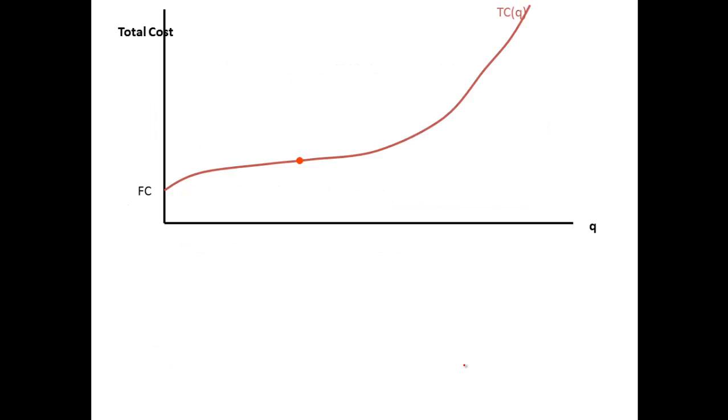So here we have a short run total cost curve. On this axis we have output. On this axis we have cost. A couple things to note: even with 0 units of output there's some cost. And what's that? Well, that's fixed cost. And by the way, that's one of the ways we know this is a short run total cost curve.